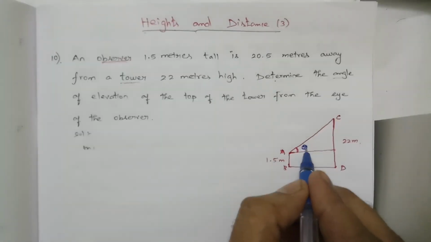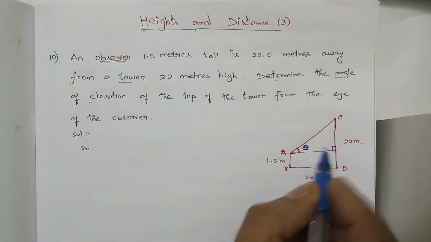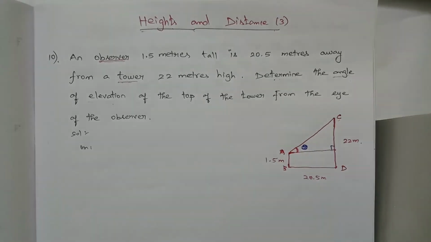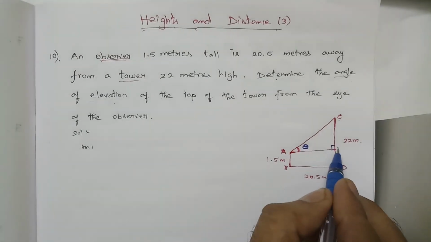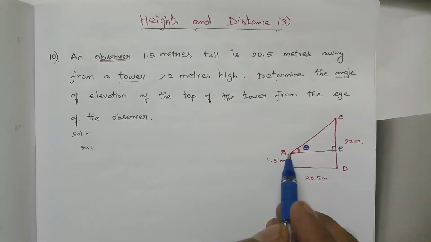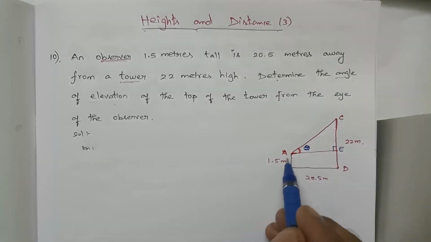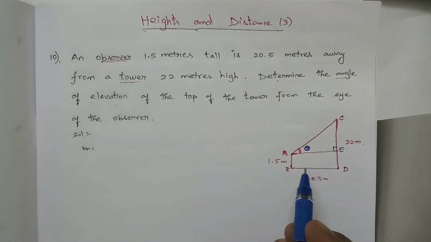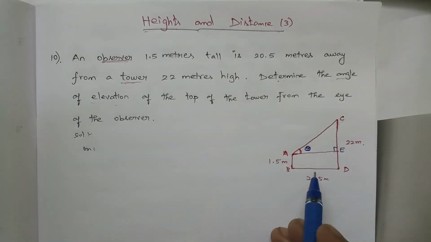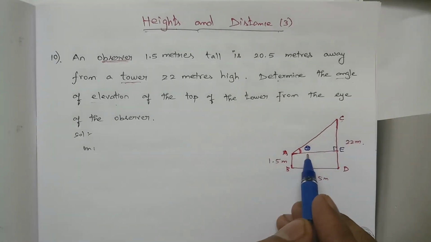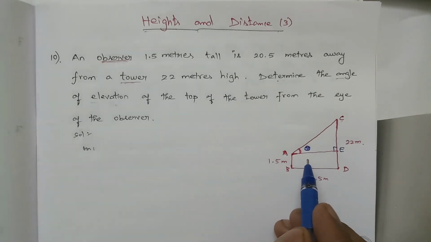So how are we going to find it? This is a right angle triangle. I'm giving the name E, so A, B, C, D, E. ACE is a right angle triangle. In a right angle triangle, if you know any two sides, then we can easily find this theta by comparing with the trigonometric ratios.